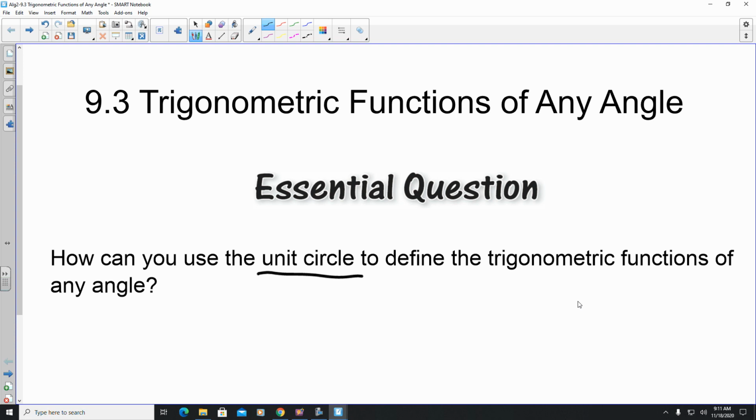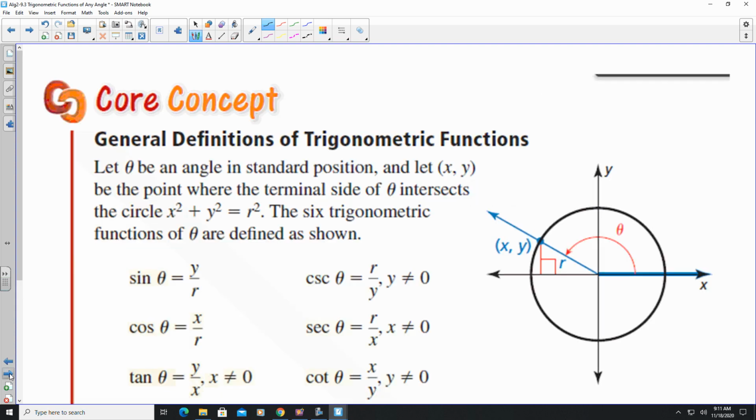So looking at the unit circle is sort of the introduction to trigonometry, and it is the basis of being able to find any angle within the unit circle. And we'll talk about the unit circle and finding those general definitions. So first off, let's look at the general definitions of a trig function.